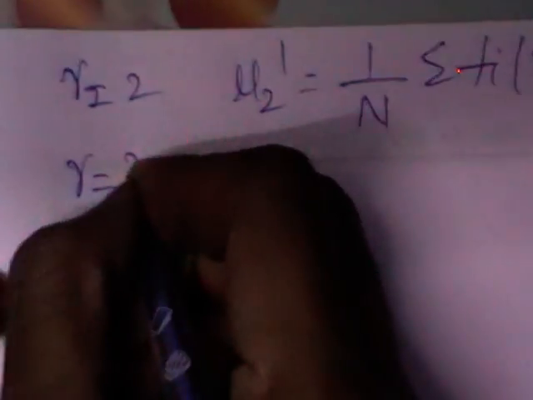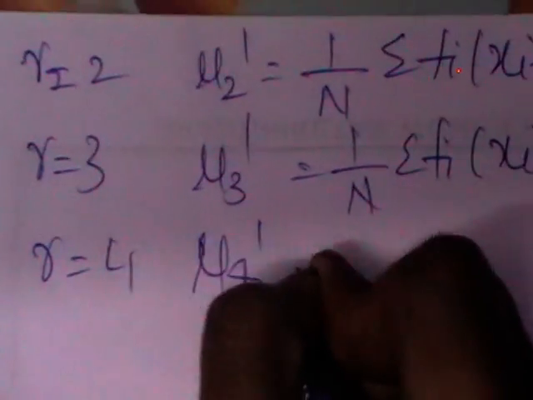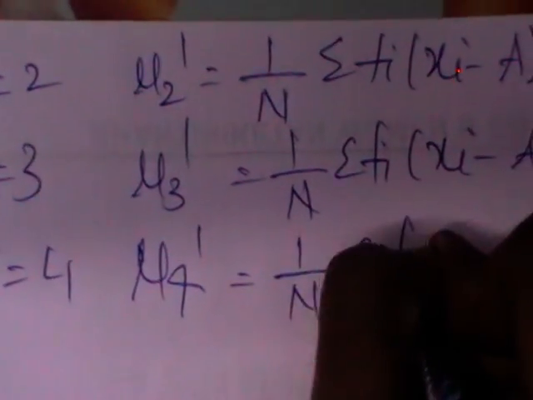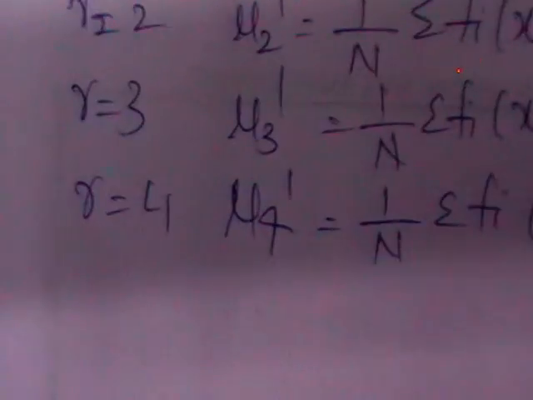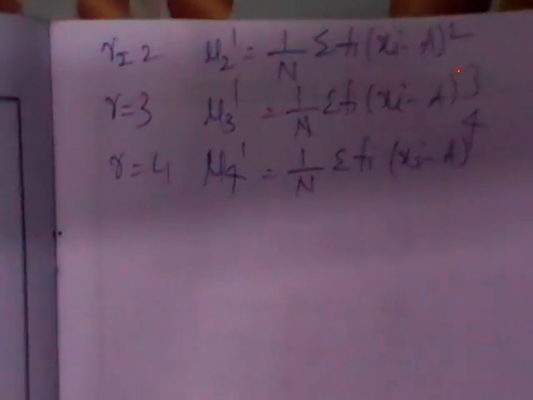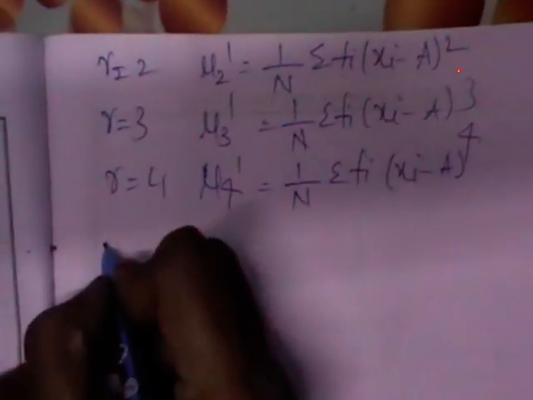If you put r is equal to 2, you will get mu 2 dash is equal to, no need to simplify this, 1 by n sigma fi into xi minus a whole square. If you put r is equal to 3, you will get mu 3 dash is equal to, always up to fourth order moments are enough for us. No need to go for higher order. Mu 1 dash is the first order moment, mu 2 dash is the second order moment, then mu 3 dash and mu 4 dash. Among those, we have simplified mu 0 dash and mu 1 dash. Mu 0 dash is always 1, mu 1 dash is x bar minus a. That is about the non-central moments.